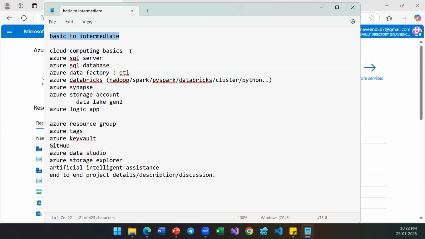If you look at the topics that we are going to discuss, it is cloud computing basics. We will be starting at a very basic level. Guys, this is for everyone, not only for Harish. That's a valid question. We will be learning what is Azure SQL Server and what is Azure SQL Database. I'm not expecting much knowledge from your side, because I will be kickstarting at a very basic level on each and every service that we have on the screen.